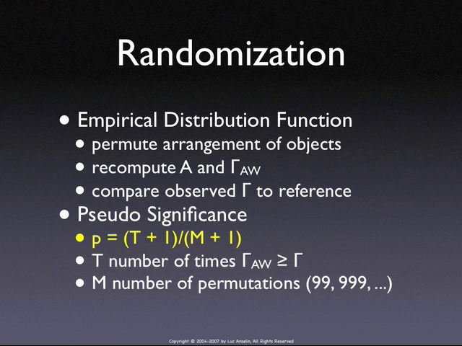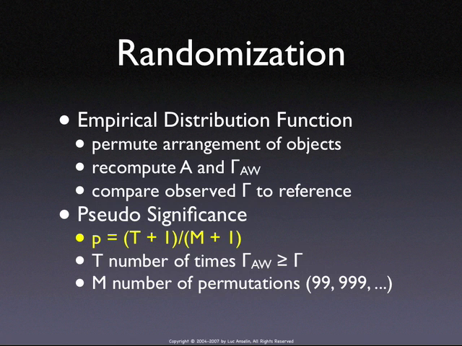And that's the reason why m is always a nice number like 99 or 999, because if you add 1 to it, it's an easy ratio to make. And it looks very comparable to the kinds of p-values that you're used to, of 0.01 or 0.001 and so on. Now, it's a pseudo-significance in two important senses.